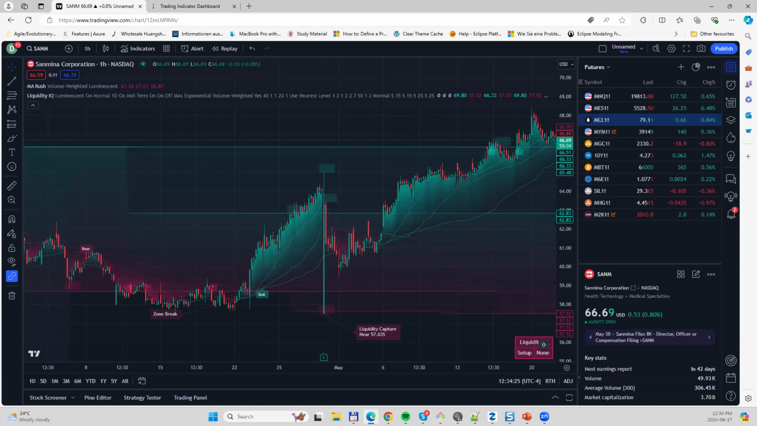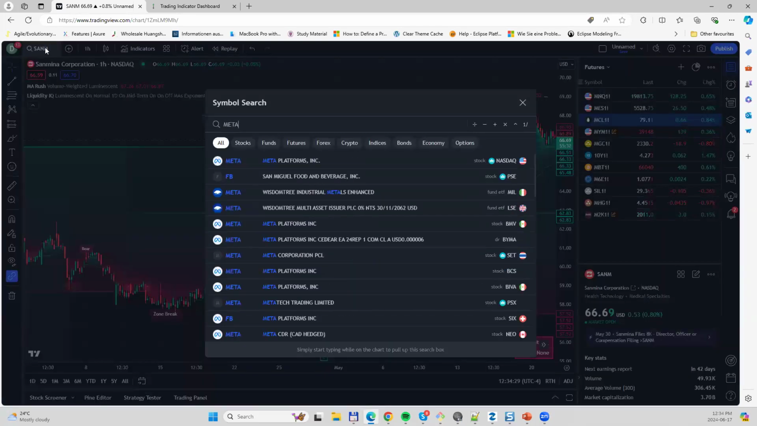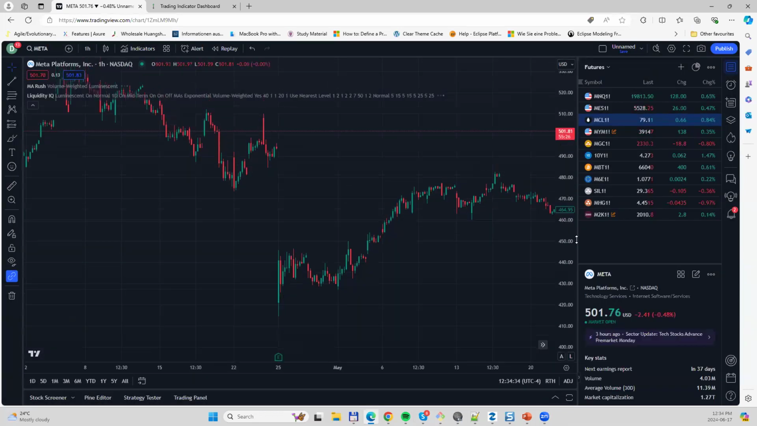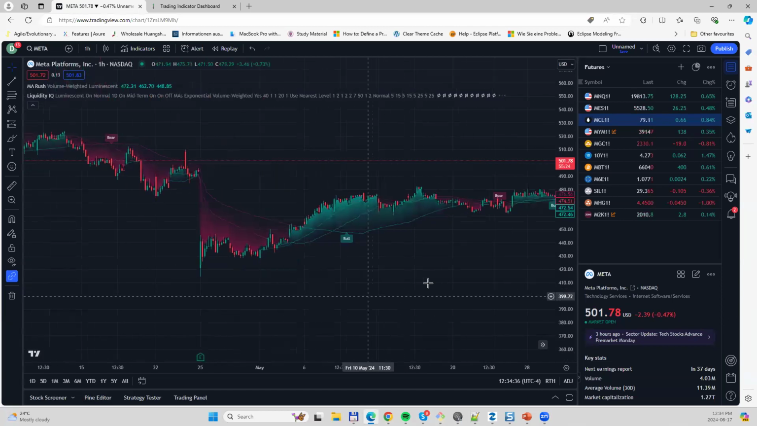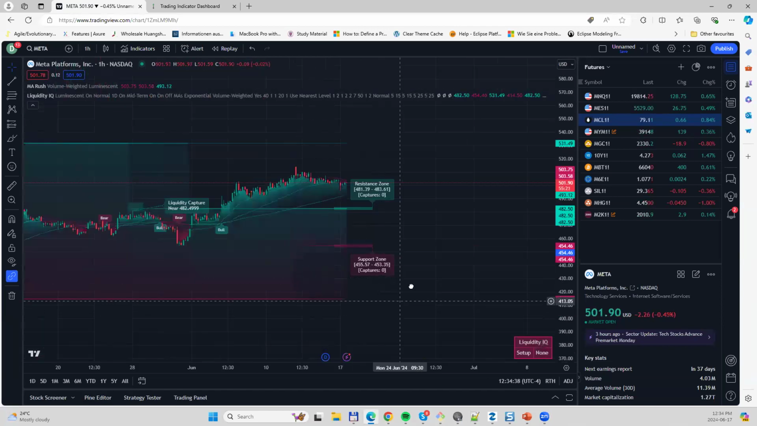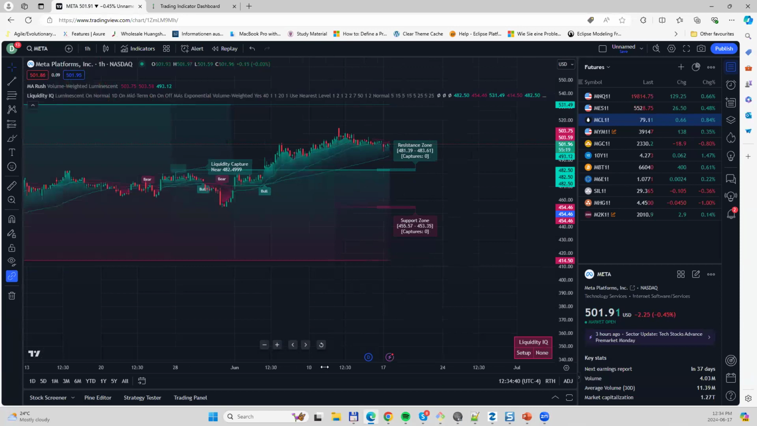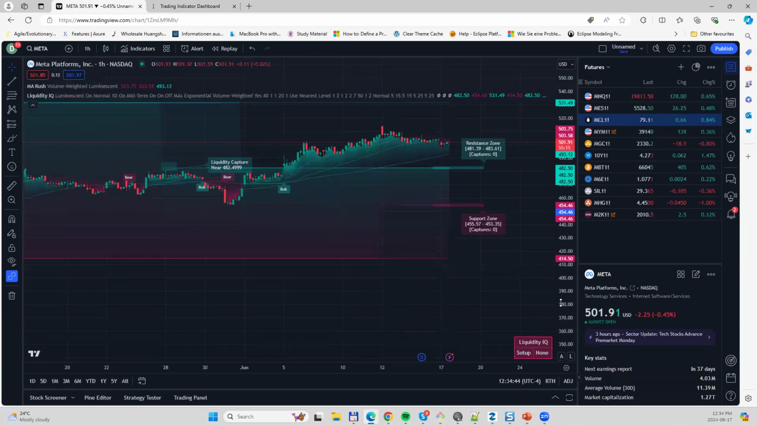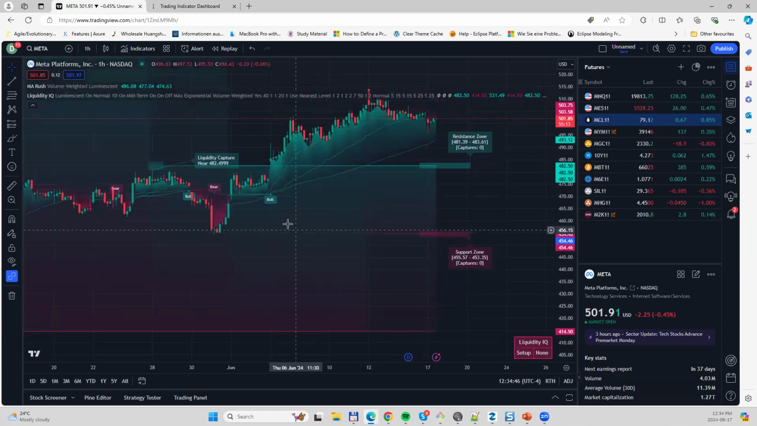All right. Let's see, what else do we have? Meta, Facebook. All right. Okay, what do we see here? All right, let's go to the end. Facebook. Okay, so we have bullish momentum. This is the hourly chart.